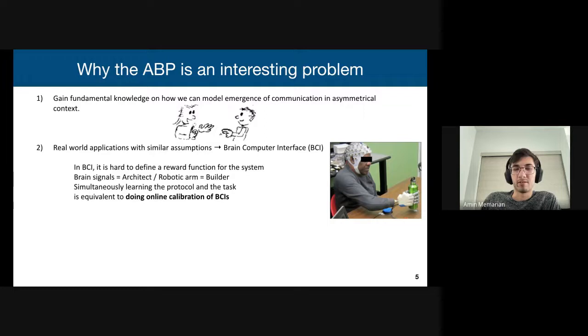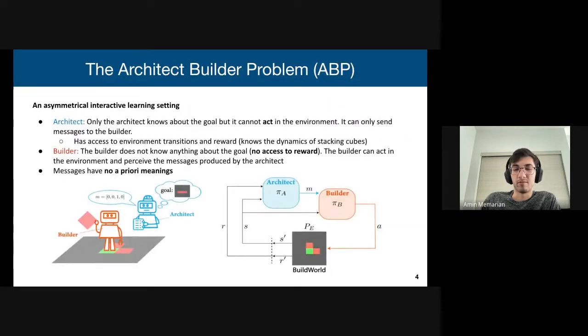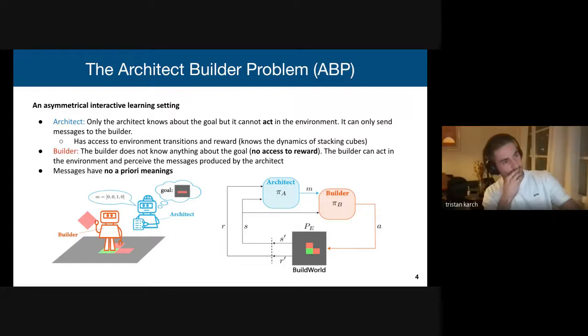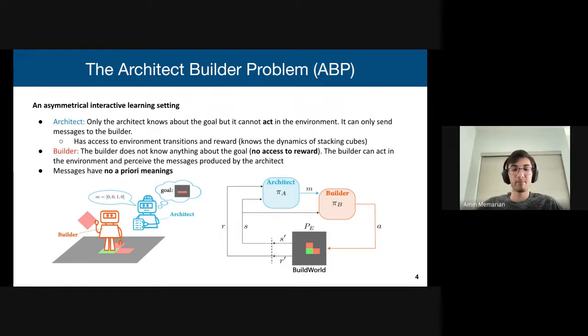Yeah, thanks. And one question about the previous slide. In the diagram, I guess the architect and the builder see the same state. Is that the case? Yes, exactly. And as you can see, there is also a sequentiality that is imposed by the definition of the problem. So first, the builder needs to wait for a message from the architect to act. I see. Thanks.